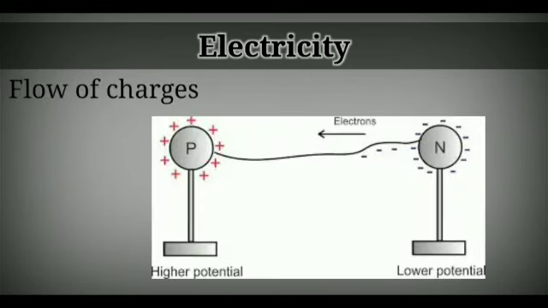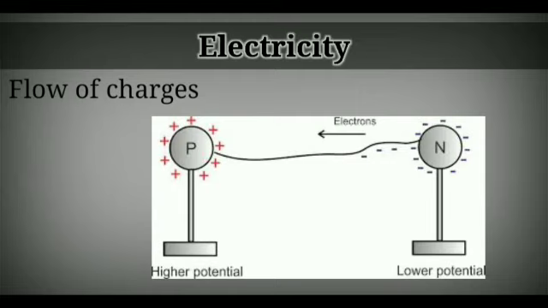Next is flow of charges. Take two metallic spheres, one having more negative charge, that is, an excess of electrons, and the other having more positive charge, that is, a deficiency of electrons. Connect them with the help of a metallic wire. The electrons start to flow from the negatively charged sphere to the positively charged sphere. This flow continues till the number of electrons in both the spheres is equal.